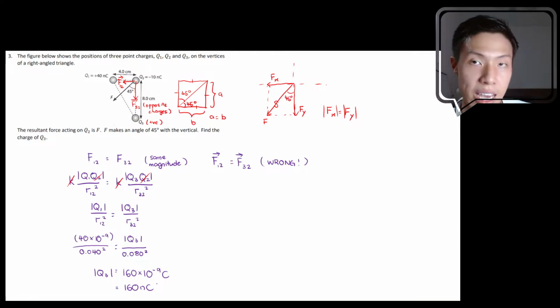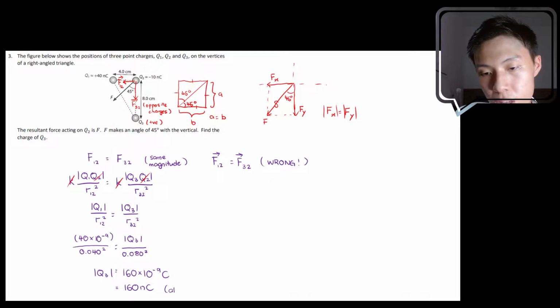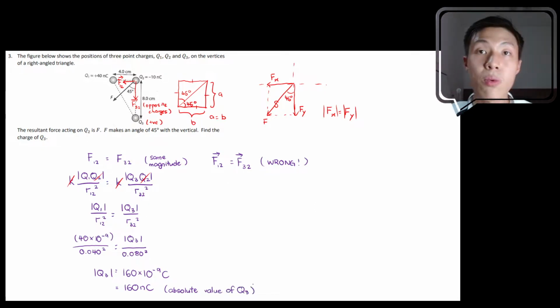If you think that that's the end of the question, well, that's not it. There's still something that you need to finish it up. What you get over here is just the absolute value of Q3. You still haven't determined whether it's positive 160 nanocoulomb or negative 160 nanocoulomb. So what you need to do now is to determine whether it's a positive charge or a negative charge. Based on the discussion that we have just now, we know that because this force is an attractive force, it must be opposite charges, right?